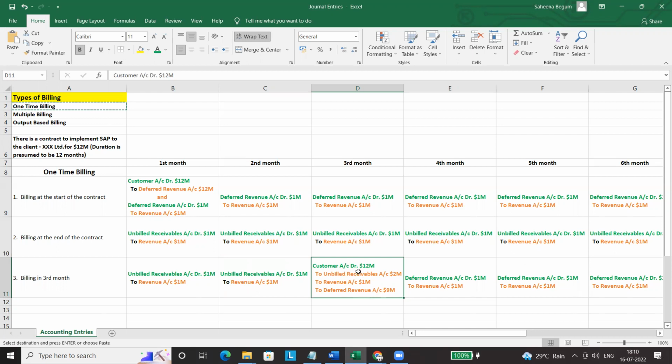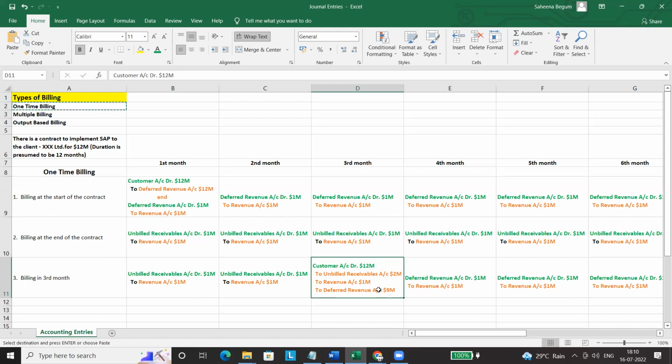However, in the third month, when you are billing the customer, the entry will be like this. Since you are billing, the customer account will be debited, and since there is only one billing in this case, all 12 million will be debited. Coming to the credit, first preference is given to our unbilled receivable account, which we maintained as a clearing account for the last two months. That shall be cleared first. Then we give preference to our revenue account, and whatever is the balance, since obviously when we deduct the 2 million and 1 million, the remaining has to go to some account, right?